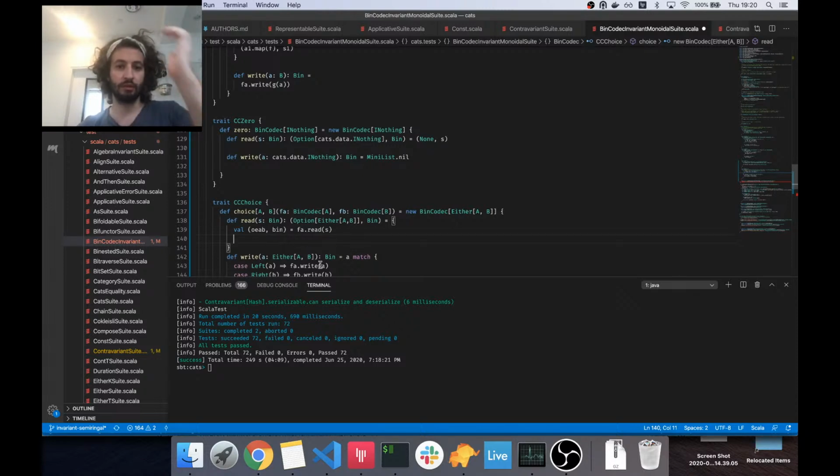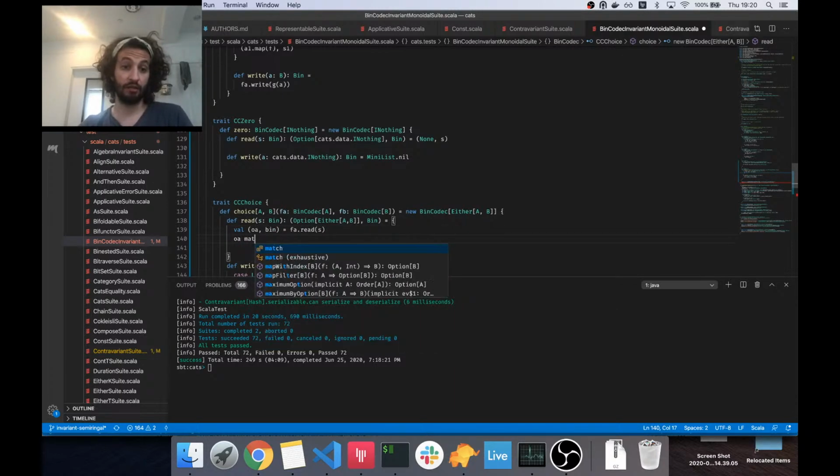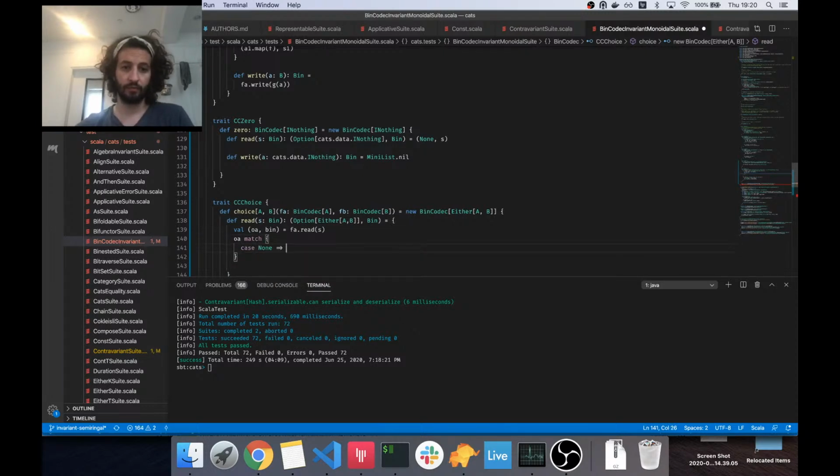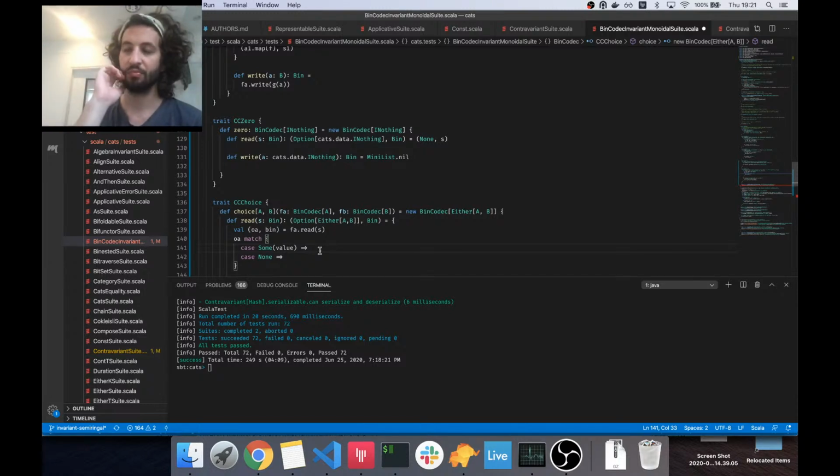If this works, right? So if we read from this, oh, actually this is just an option of A. If this works, and this option is a sum, then we don't even have to try this other one. We can just say, hey, sure, we'll just use this one. And so this basically means we are left biased, in a very different way than, for example, either flat map, but it's kind of the same idea where you go from left to right and apply things left to right.